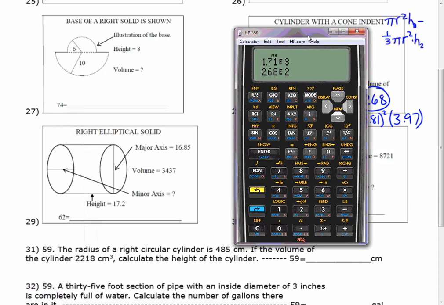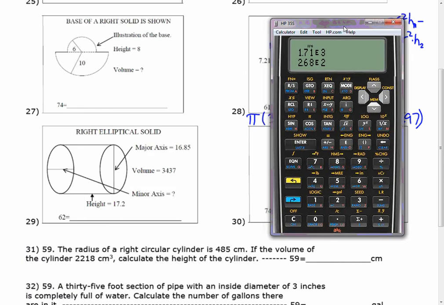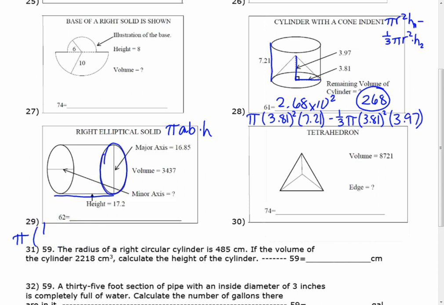We have another right elliptical solid, so those showed up multiple times throughout the year. We need the area of the ellipse, so that's our pi AB, and we'll multiply it by the height, which is given to us kind of sideways here. So we'll have pi. Remember, A and B are half of these different axes, so we'll do the 16.85 over 2, and we'll do just one parentheses there.